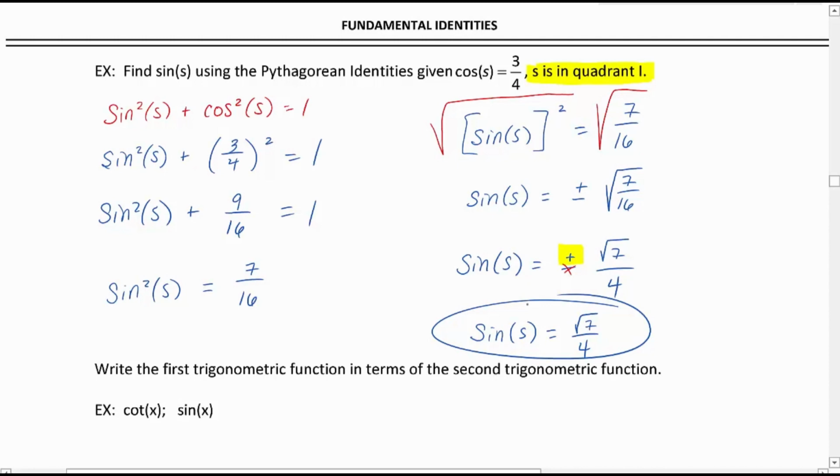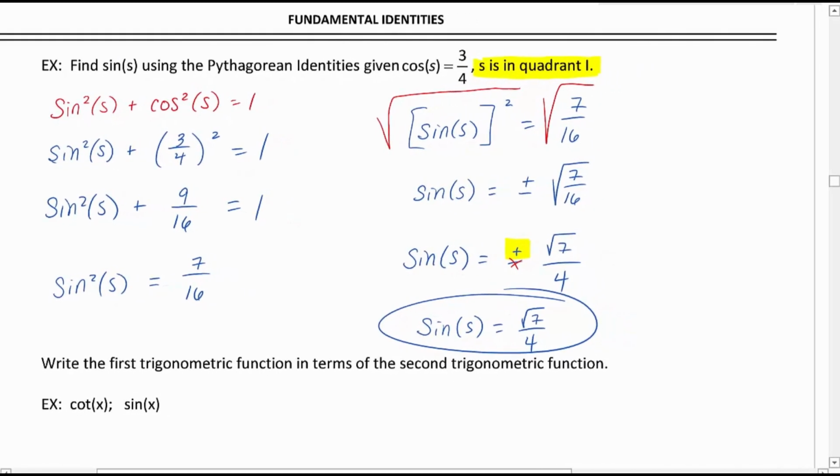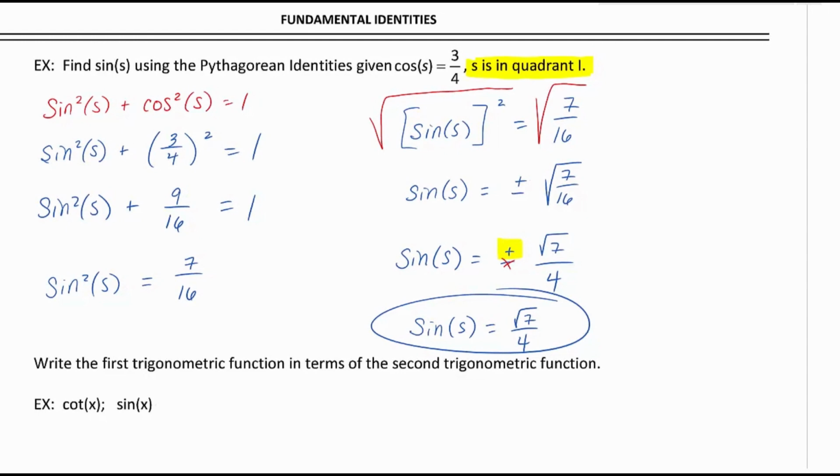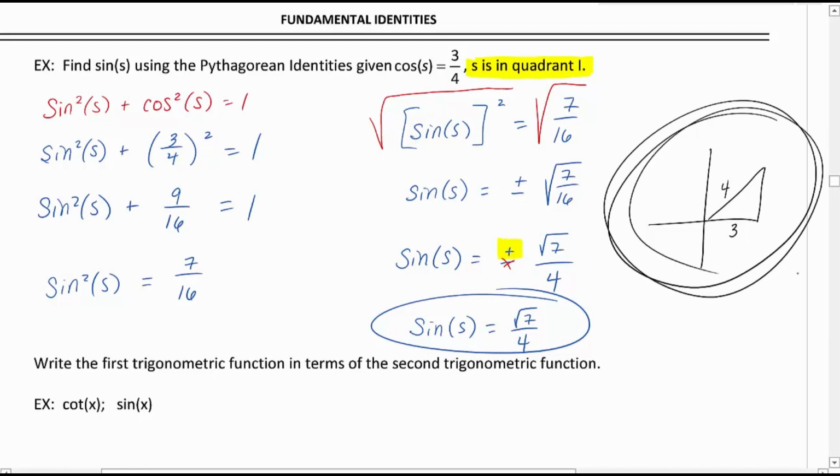I gotta admit, if I was just asked to do this problem without being told specifically that I had to use the Pythagorean identity, I would not use the Pythagorean identity. I would have just drawn myself a triangle in the first quadrant, having an x value of 3, an r value of 4, did Pythagorean theorem to get my y side, and then just said that sine was y over r. But we wanted to follow directions. It's important to see that we can get the same answer using different techniques. But please know, if you're just asked to do this without being told you have to do Pythagorean identity, way easier to do that triangle work over on the side.